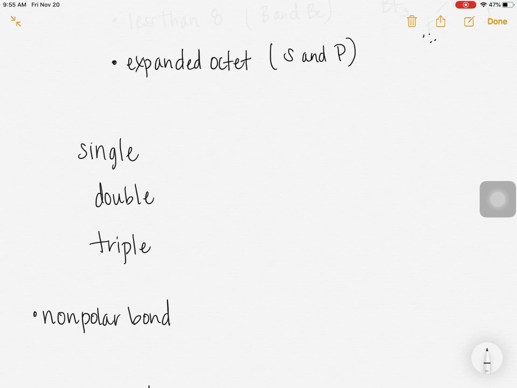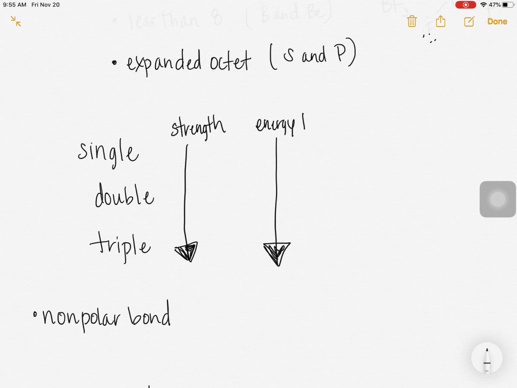A couple almost trend type things in talking about when we have a single bond, a double bond, and a triple bond. So we know that a triple bond is the strongest. Okay, so I'm going to just label that arrow as strength. So a triple is stronger than a double, and a double is stronger than a single. We also know that the energy needed to break increases as we move from single to double to triple, and that is actually referred to as bond dissociation energy.